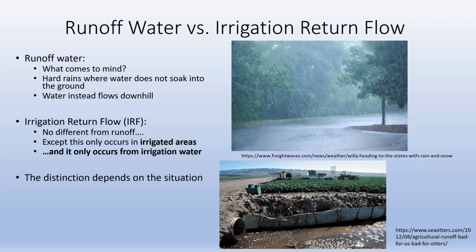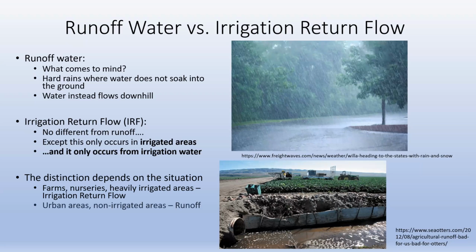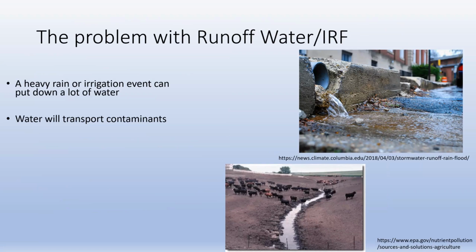And the distinction again depends on the situation. So the farm, nursery, heavily irrigated area is irrigation return flow, whereas in urban area, non-irrigated area, which is caused by rainfall, is runoff. But then what about landscape? What about golf course? Again, the distinction depends on how you classify it. If you're applying too much water, and if it runs off, it's irrigation return flow. The distinction depends on situation. So we'll be mostly talking about irrigation return flow in this presentation.